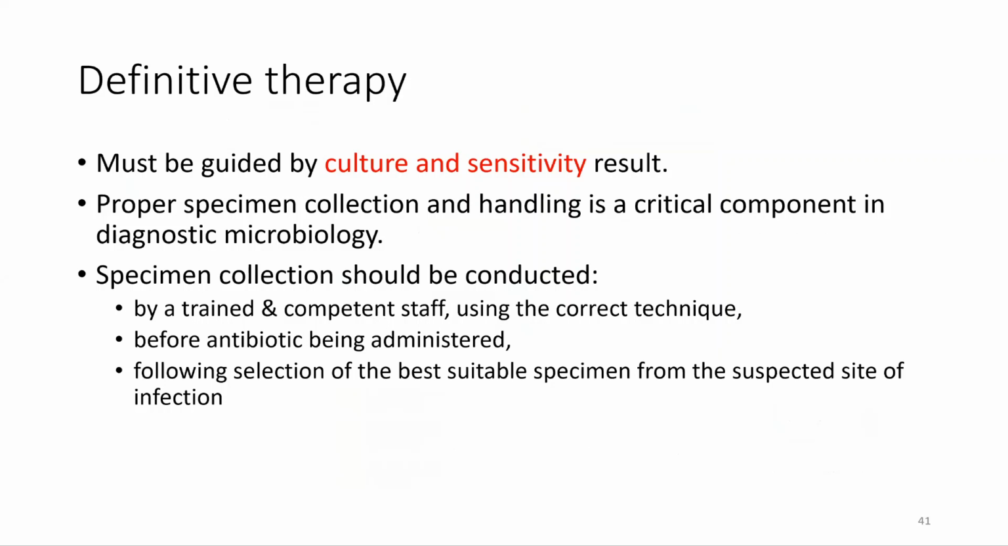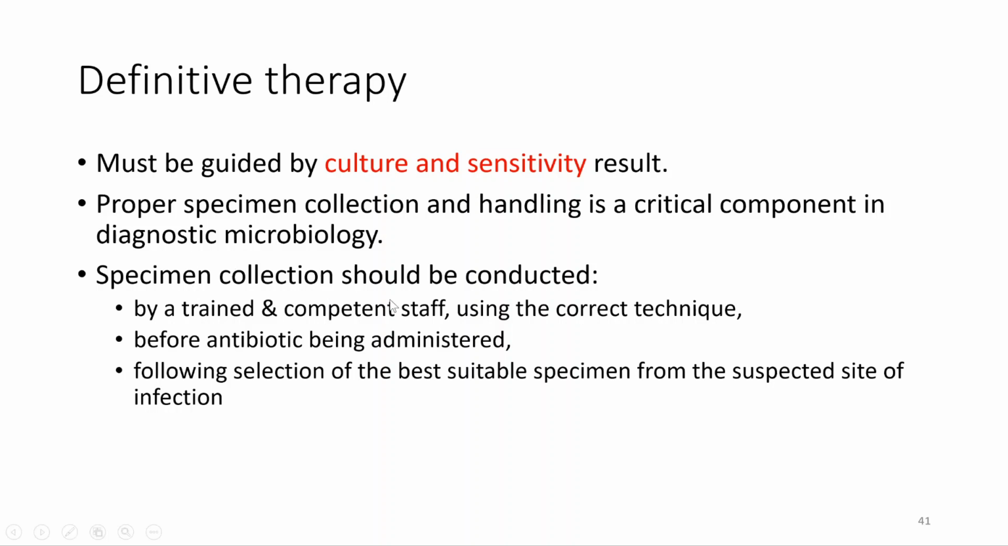So the next indication of antibiotic therapy in surgery is basically definitive therapy. A definitive antibiotic therapy should at best be guided by culture and sensitivity results. So in order to get an accurate C&S result, a good quality result, proper specimen collection and handling is a very critical component in diagnostic microbiology. And for specimens, as you all know, rubbish in, rubbish out.